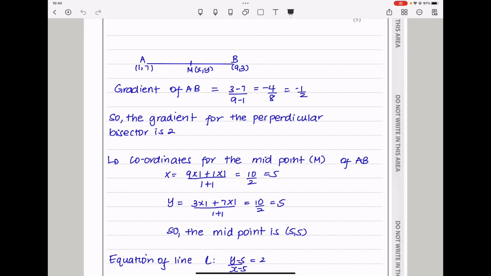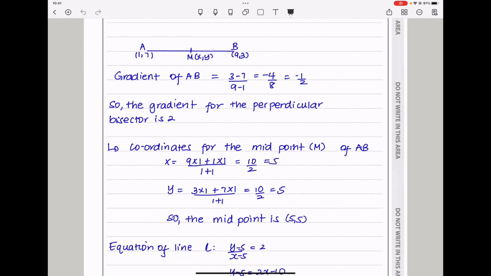To do that, the X coordinate should be the X coordinate here times 1 plus the X coordinate here times 1 divided by 1 plus 1, which gave me 10 over 2, and therefore that was 5. And the Y coordinate here should be the Y coordinate there times 1 plus the Y coordinate here times 1 divided by 1 plus 1, which gave me 10 over 2. And again, I got 5. So the coordinate for the midpoint is (5, 5).